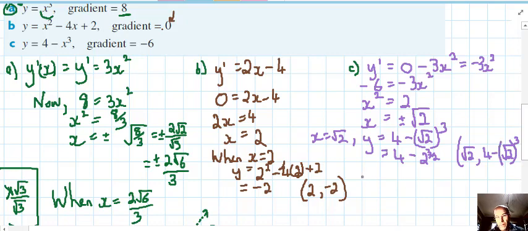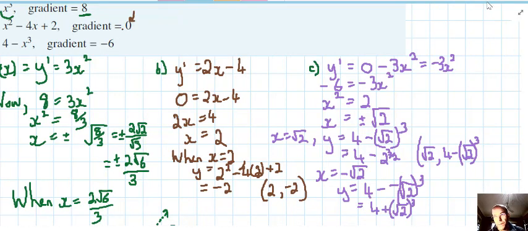And lastly, when x equals negative square root of 2, we do the same process. 4 minus negative root 2 cubed comes out as 4 plus square root of 2 cubed, or 4 plus 2 to the 3 on 2 if you like. So that's it. That's our final point then, negative root 2 and 4 plus root 2, all cubed, for the y value.